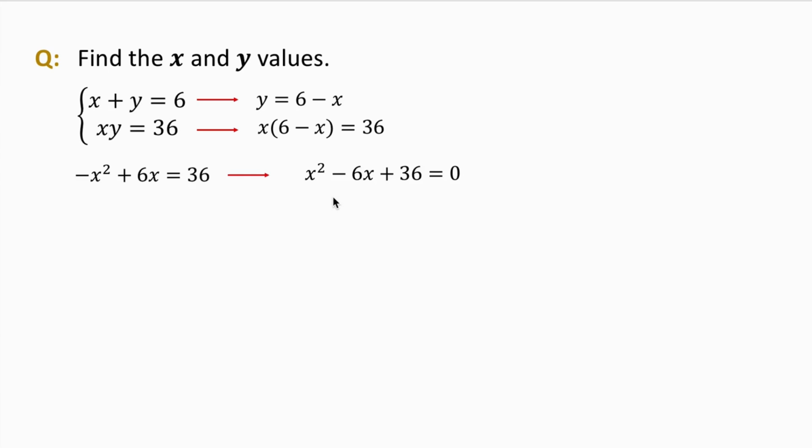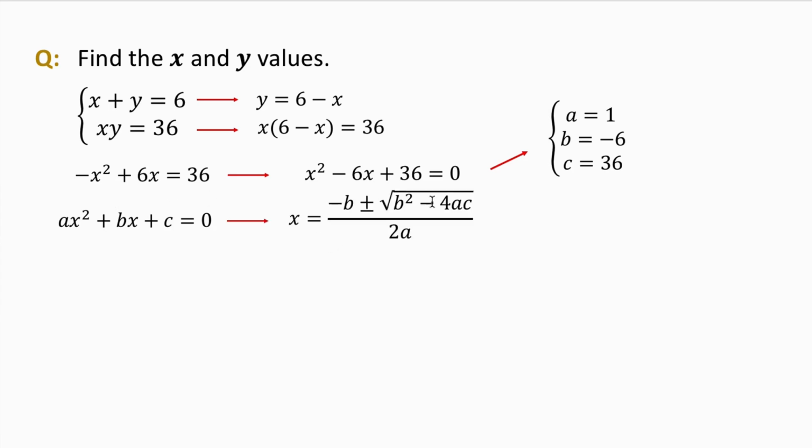The equation looks like a standard quadratic equation, where by comparing these two equations, a, b, and c become 1, minus 6, and 36. So to solve this, use the general solution of the quadratic equation formula. That means this expression. Let's substitute a by 1, b by minus 6, and c by 36 in the solution of the quadratic equation. And we get this result.